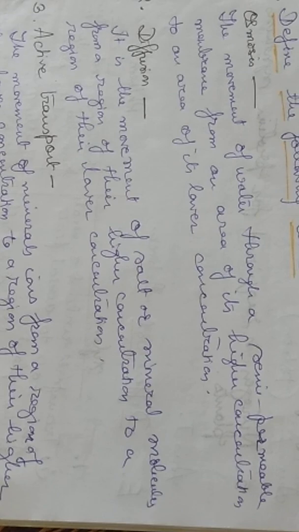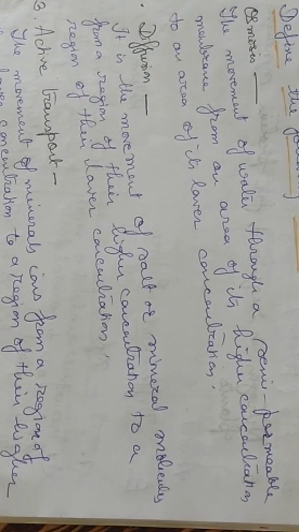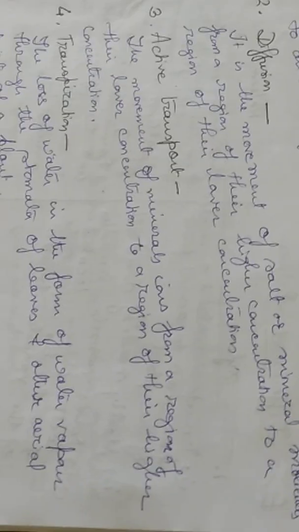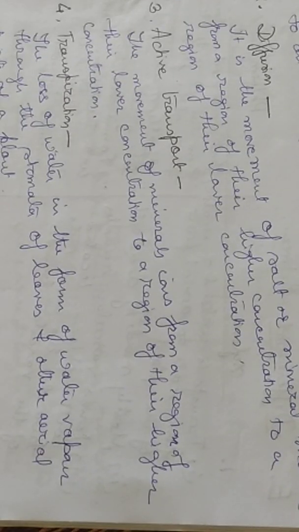Next question, we come to define the following terms. First is osmosis. What is osmosis? The movement of water through a semi-permeable membrane from an area of its higher concentration to an area of its lower concentration. Then we come to diffusion. It is the movement of the salt or mineral molecules from a region of their higher concentration to a region of their lower concentration. Then active transport: the movement of mineral ions from a region of their lower concentration to a region of their higher concentration. It is the reverse process of diffusion.